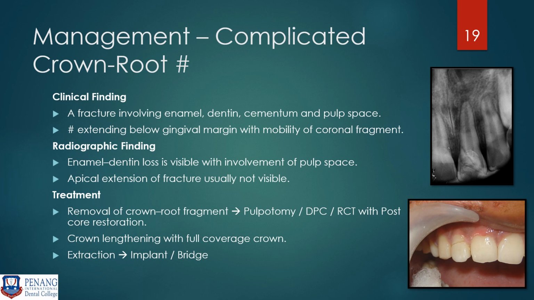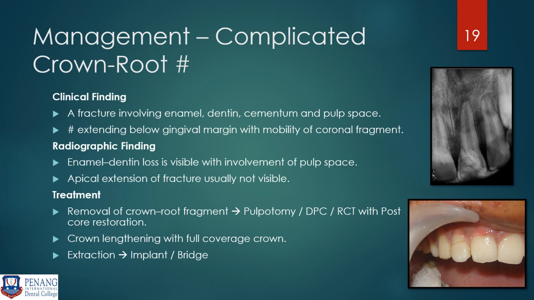So now we have crown root fracture, which is complicated. That means the pulp is involved. So if you see on the radiograph on your right, you will see the fracture line is very clear, which is involving the pulp and extending in the subgingival area. And again, this is a clinical challenge to restore, but essentially we do the same treatment that we do for the uncomplicated crown fracture.